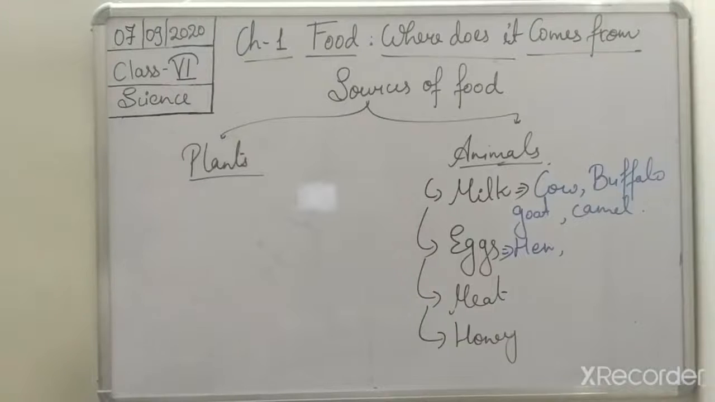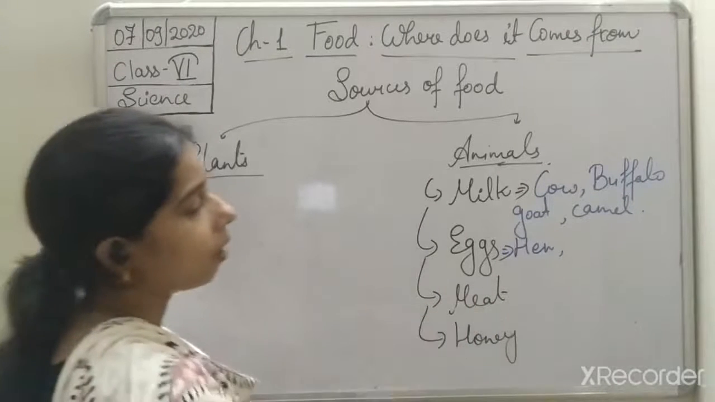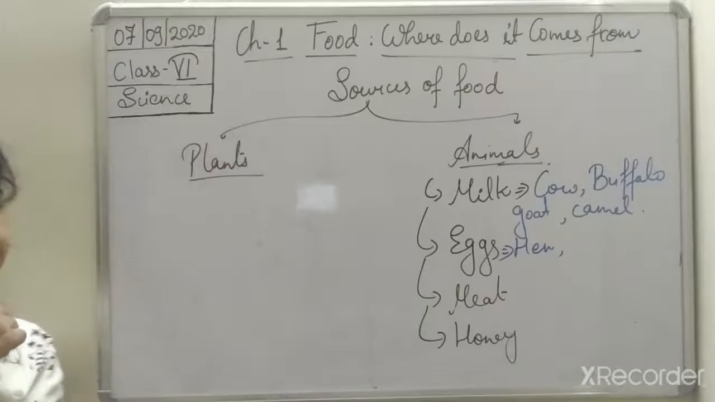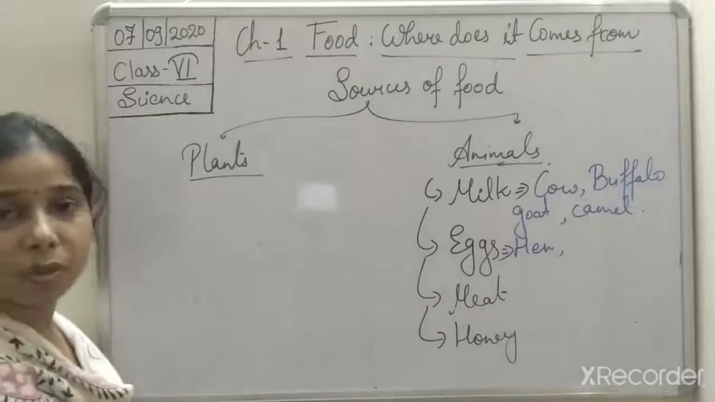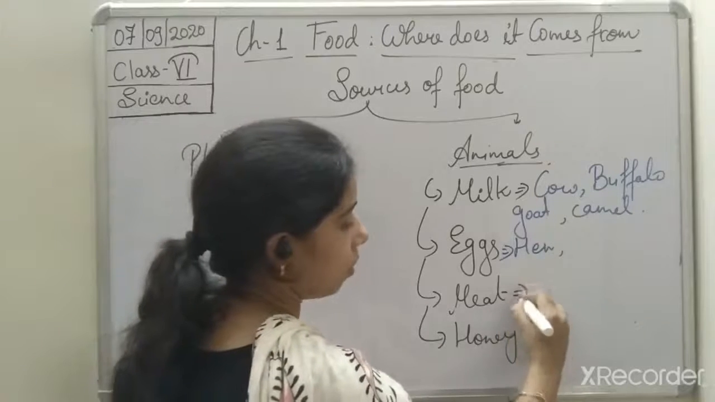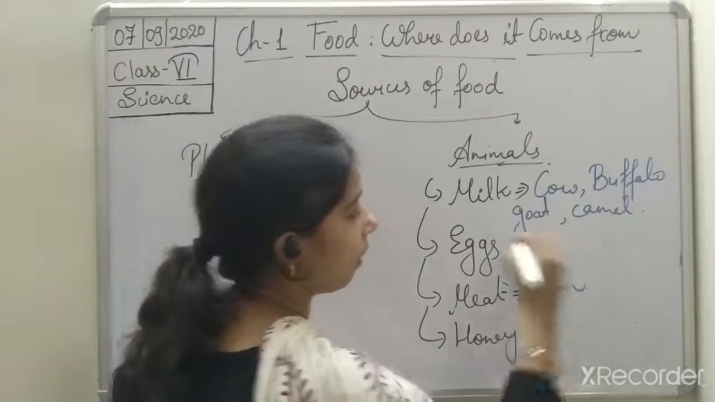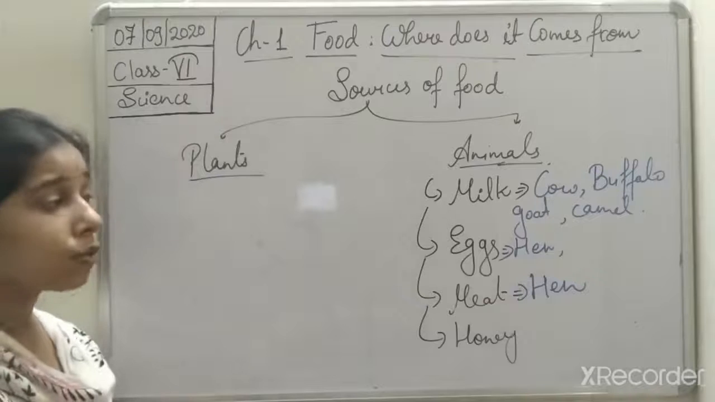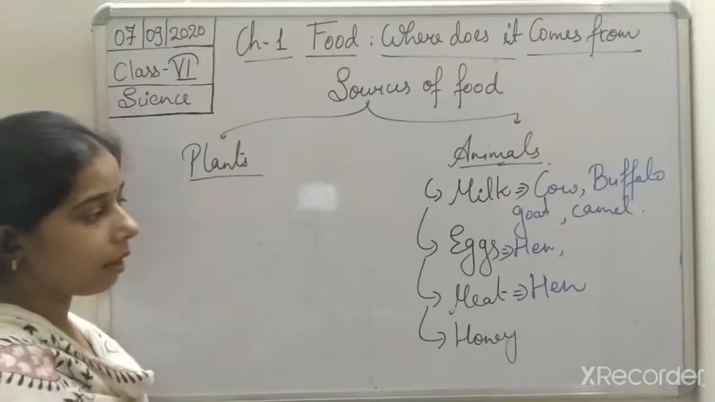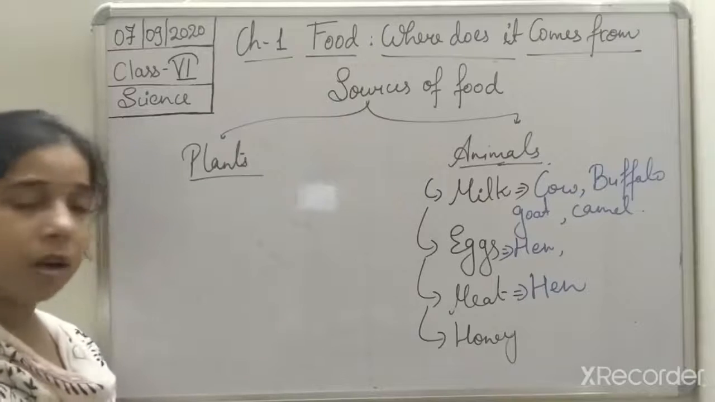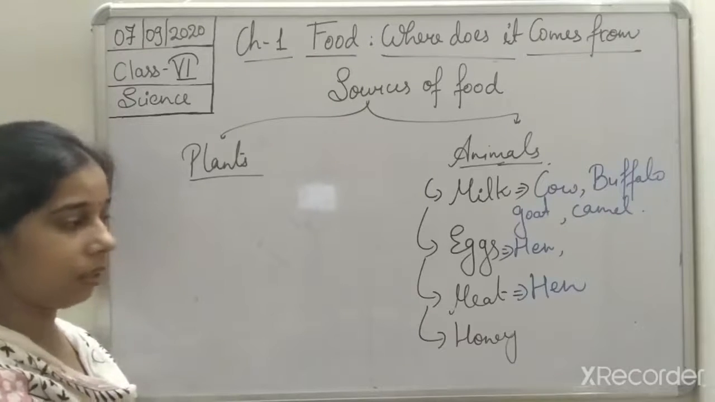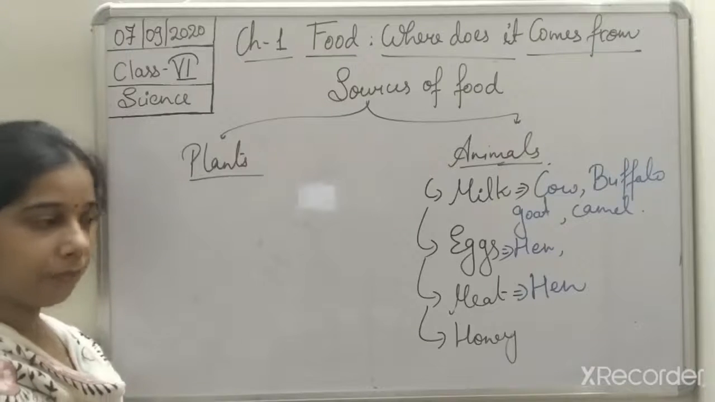So you see here, student, hen are what? They are the animals which provide the eggs to us, as well as hen also provide chicken to us. So chicken is what? It comes as meat. So we will write here hen again. Okay. So adult female chicken is known as hen, and it provides eggs to us, as well as chicken, which we eat as meat.